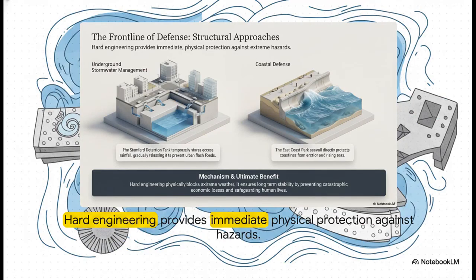Well, the main argument for these big structural projects is pretty straightforward. They give you immediate, powerful protection. Things like detention tanks and seawalls physically stop hazards like flash floods and sea level rise. They're like our frontline defense for protecting lives in our cities.